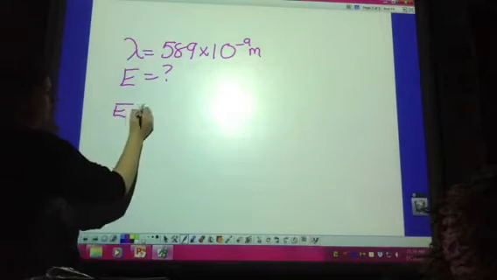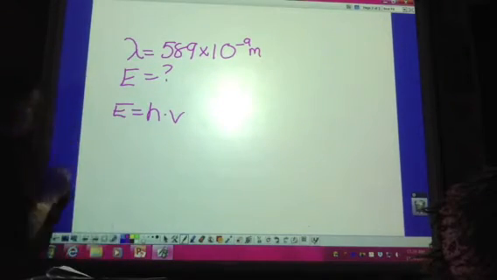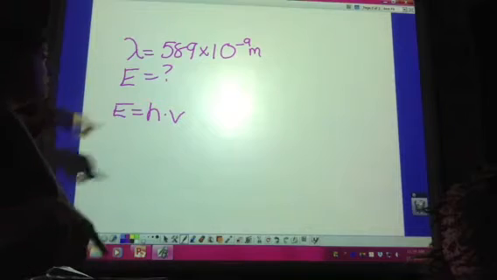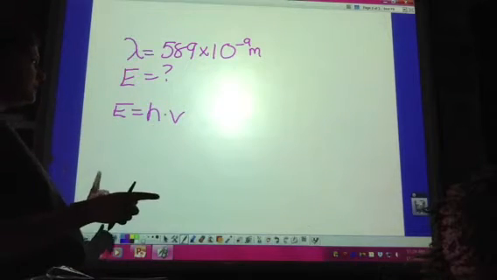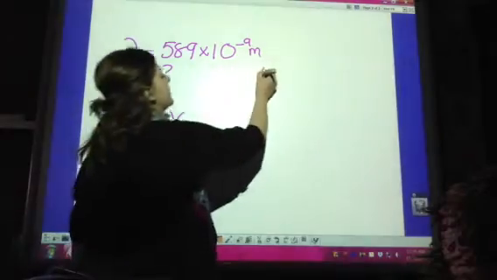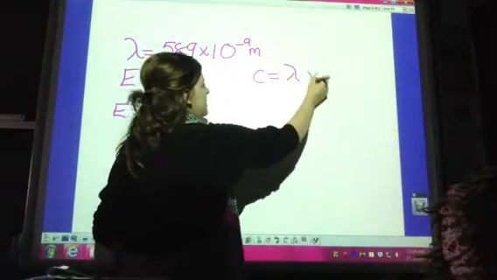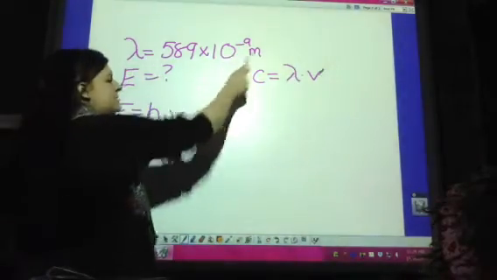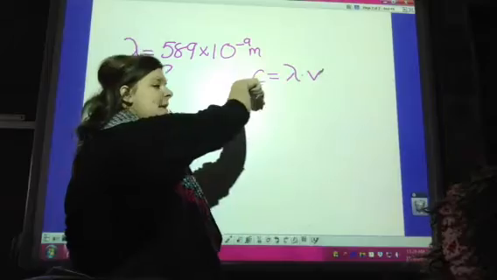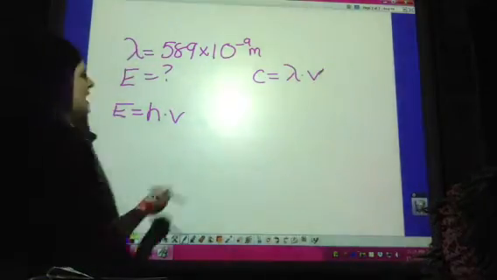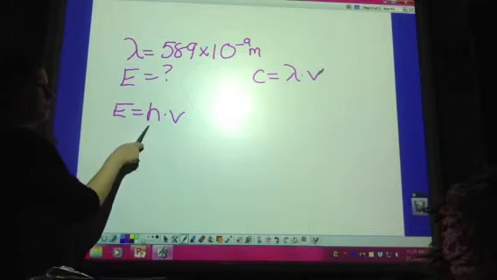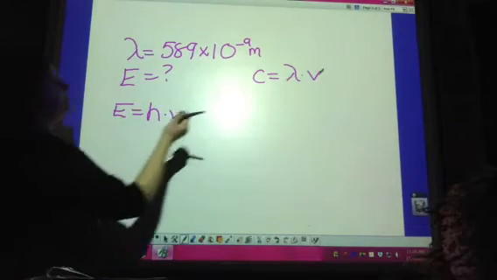Well, I know that E equals h times v. There's no lambda in there. So what do I do? Well, I know that wavelength and frequency are related by another formula, c equals lambda times v. I know the wavelength is 589 times 10 to the negative 9th meters, and c is the speed of light, 3 times 10 to the 8th. So I could find v to plug in, because h is just a constant, and then I could find energy. So let's do that.